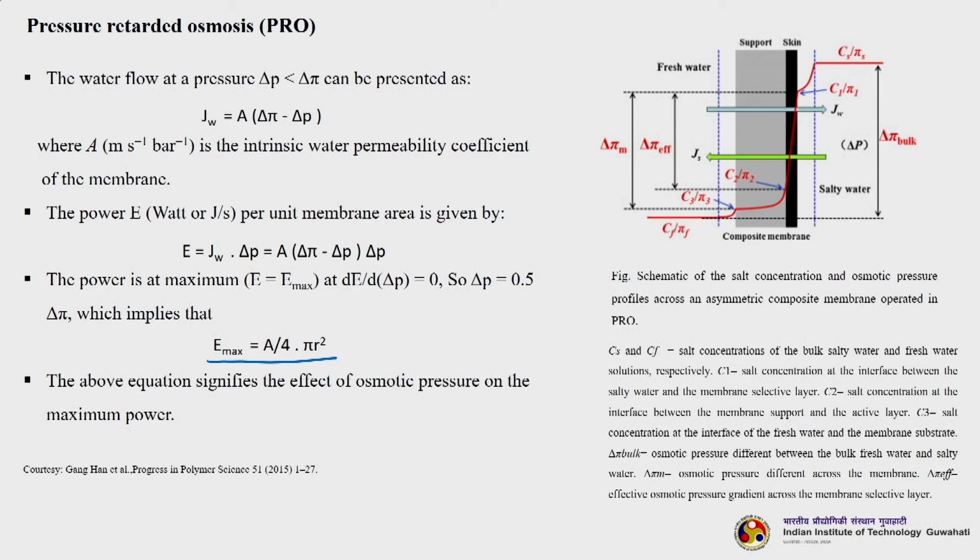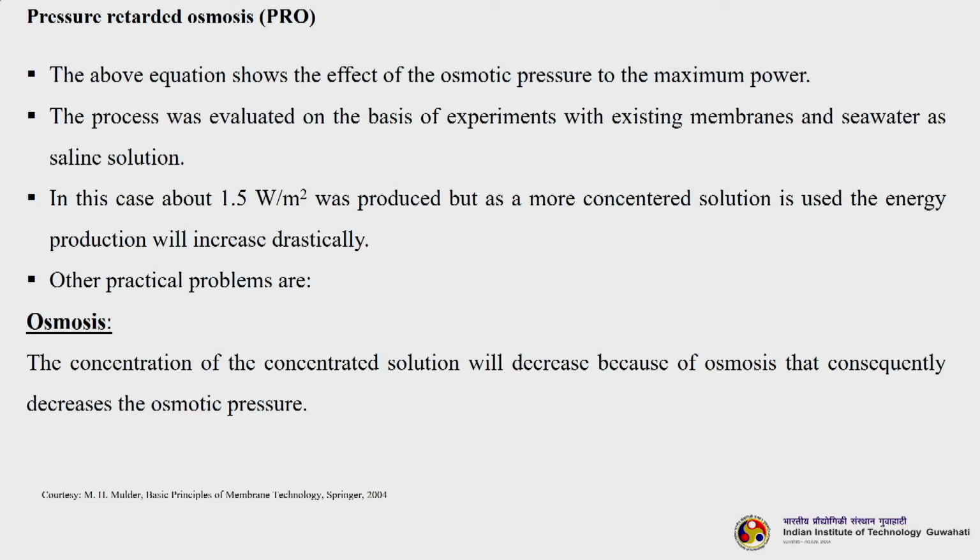This is the schematic of the salt concentration and osmotic pressure profiles across the asymmetric composite membrane operated in a PRO system. You can refer to it later on. The above equation shows the effect of the effective osmotic pressure on the maximum power. The process was evaluated on the basis of experiments with existing membranes and seawater as the saline solution. In this case about 1.5 watt per meter square was produced, but if a more concentrated solution is used, the energy production will increase drastically.